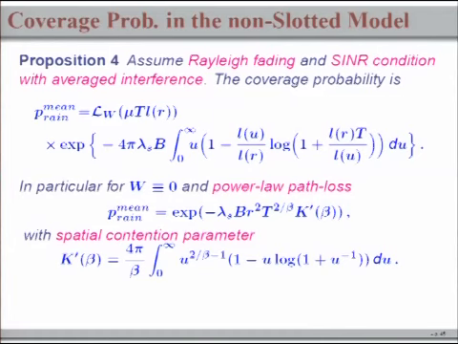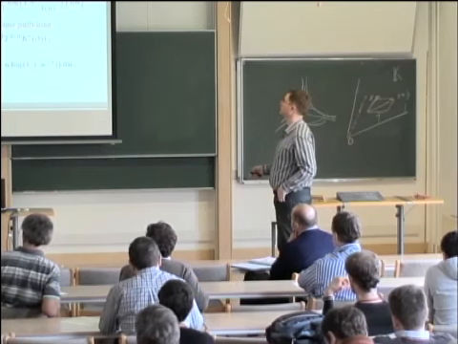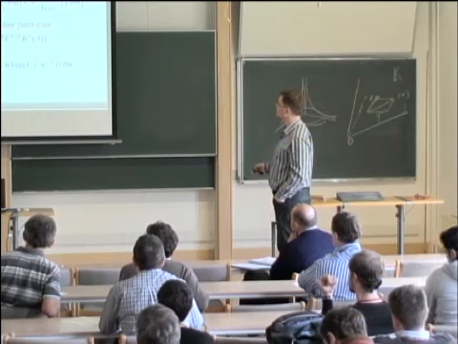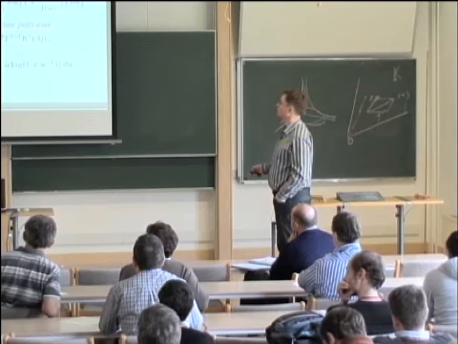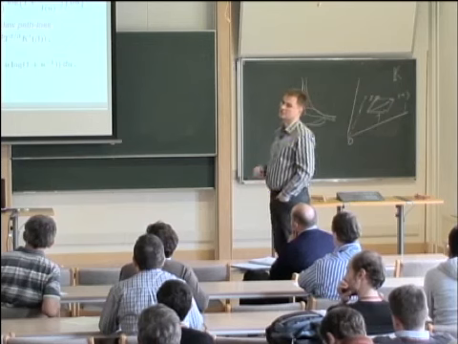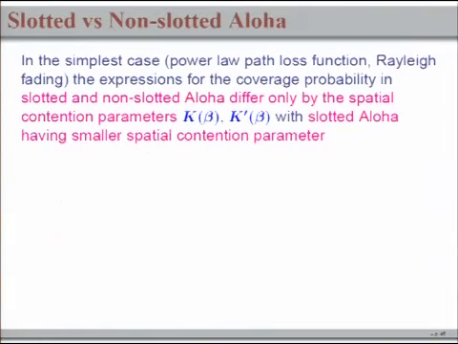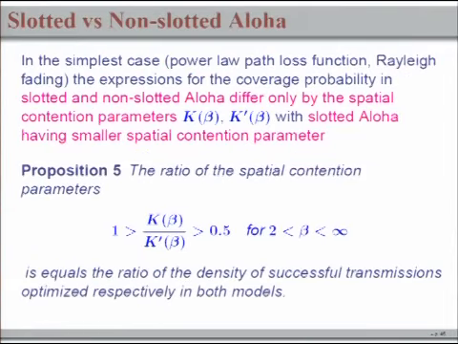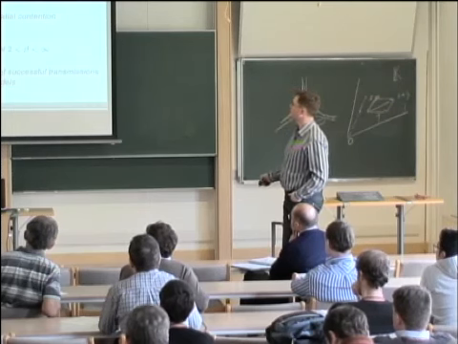Now, comparing this for non-slotted Aloha to the case of slotted Aloha, you find out that this parameter is larger for non-slotted, meaning, because of the minus sign here, that the probability of successful communication is indeed smaller than for the slotted one. But actually, we can prove the result saying that the ratio between these 2 contention parameters gives you the ratio between the throughputs of slotted and non-slotted Aloha. It's always between 1/2 and 1.